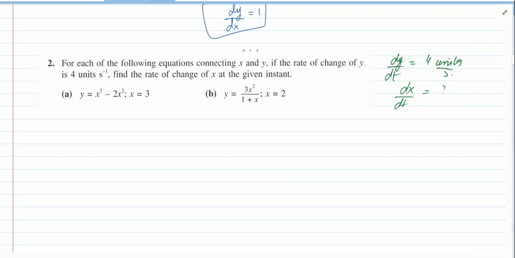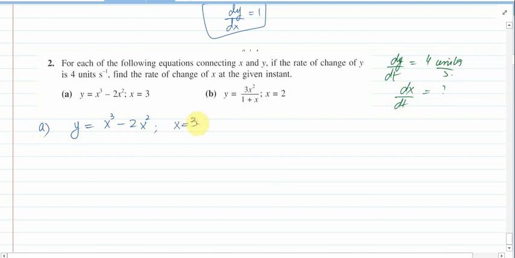So for the first part I will tell you how it's done, and you need to try the second part. So part a is y equals x cube minus 2x square. The value of x is 3. Alright, first you need to differentiate it. So dy upon dx equals 3x square minus 4x. Value of x is known. Dy upon dx at x equals 3 is 3 times 3 square, 9, 3 nines are 27, minus 4 threes are 12. 27 minus 12 leads to 15. So that is your dy by dx.